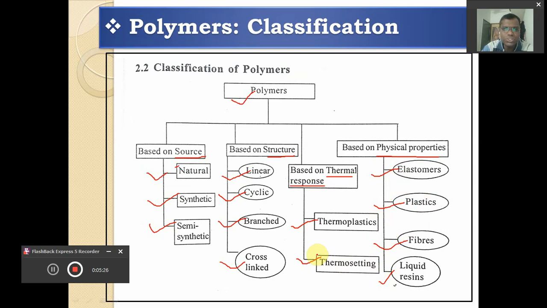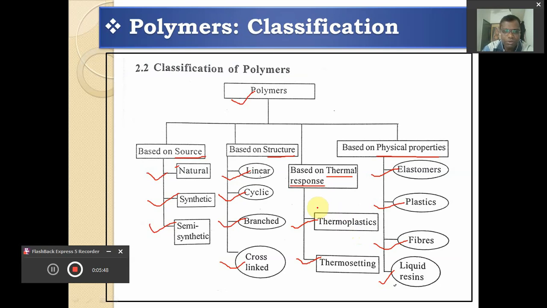So dear friends, this is the short classification of polymers in the form of a tree diagram, in the form of a chart, and we are interested to study all these classifications based upon their particular criteria: based upon the source, based upon the structure, based upon thermal response, and based upon their physical properties.